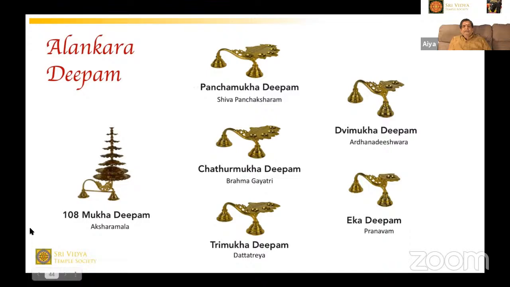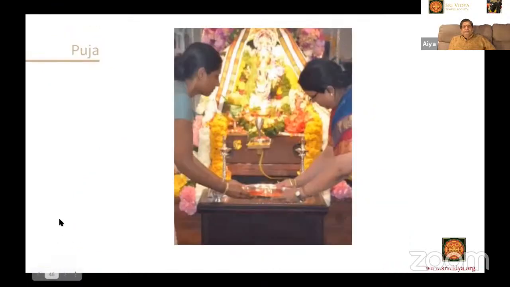Then Vahana Deepams are there. All of these things are there. Nakshatra Mandala Deepam is there. There's a 27 wick lamp, which is also shown. This is Mahamangala Arati that is going on right now.